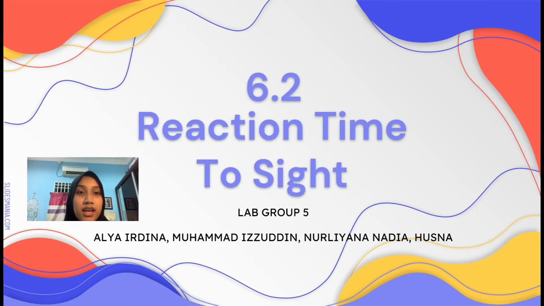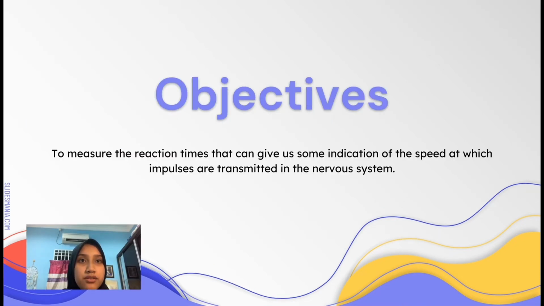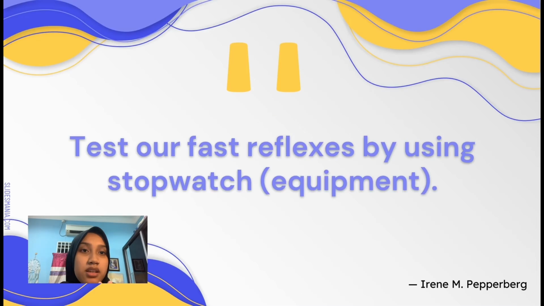The experiment is reaction time to sight. The objective is to measure the reaction time that can give us some indication of the speed at which impulses are transmitted in the nervous system. Some quick briefing about our experiment: we will test our fast reflexes by using a stopwatch. The stopwatch is our only equipment.